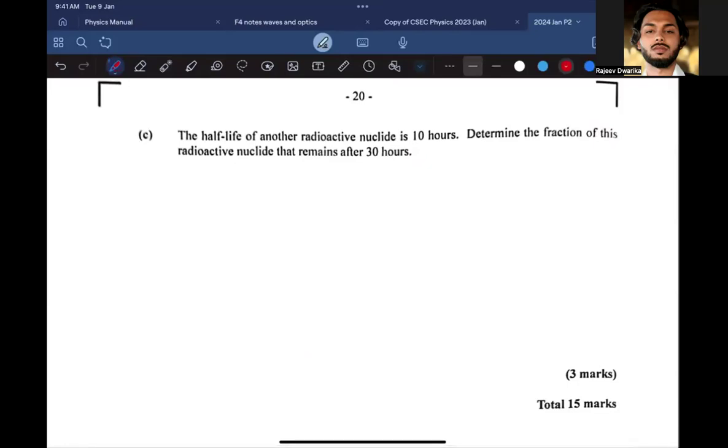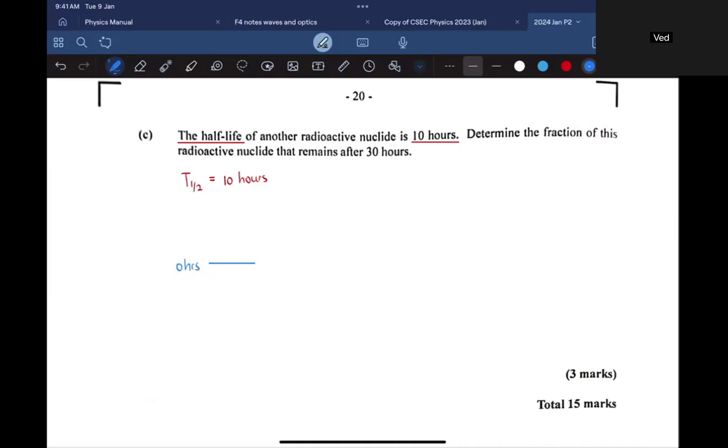Ved, let me do the last question. Give it a read. The half-life of another radioactive nuclide is 10 hours. Determine the fraction of this radioactive nuclide that remains after 30 hours. So the first half-life will just be half of whatever, the second half-life will be a quarter. It's basically 1/8.